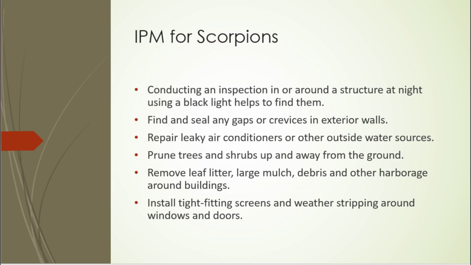Here's another interesting insect to look at the IPM on. Let's talk about IPM for scorpions. Conducting an inspection in or around a structure at night using a black light helps to find them. Find and see any gaps or crevices in exterior walls, repair leaky air conditioners or other outside water sources, prune trees and shrubs up and away from the ground, remove leaf litter, large mulch, debris, and other harborage around buildings, install tight-fitting screens and weather stripping around windows and doors.